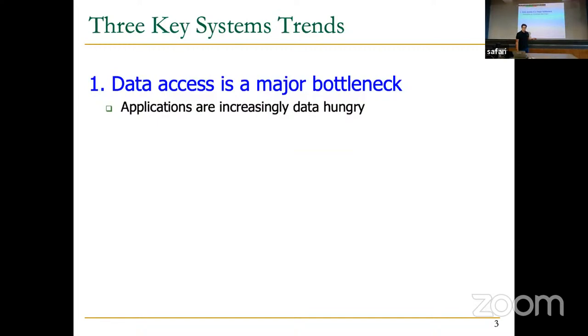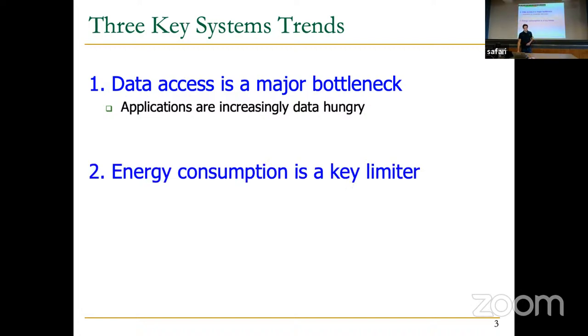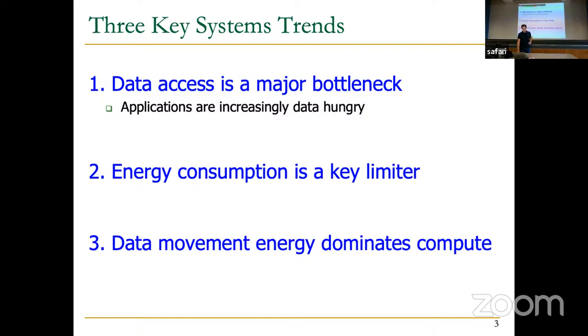So, okay, let's recap some of the things that we started to discuss in the previous two lectures. We see that there are nowadays three key system trends. The first one is that data access is a major bottleneck and applications are increasingly data hungry. We see as well that energy consumption is a key limiter. This is something that affects mobile devices, but also large supercomputers, and is one of the key motivations these days to make our architectures more efficient. Data movement energy dominates compute, and this is especially true for off-chip to on-chip data movement. That's the costliest one, and that's why we are putting so much effort into improving computing systems by giving them processing in memory capabilities.